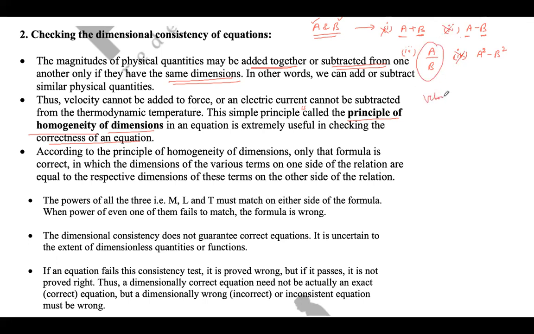So for example, velocity is length by time. Basically, distance by time is velocity. So distance and time are two different physical quantities. Still, that is a valid operation. Division is a valid operation, but addition and subtraction is not a valid operation for two different physical quantities. So this is where this principle of homogeneity of dimensions comes into the picture. Okay.